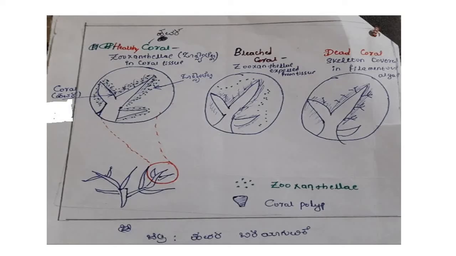This is the structure of the coral reef. This is the coral polyp, and this is the point-like structure, the zooxanthellae. This line is a coral polyp.